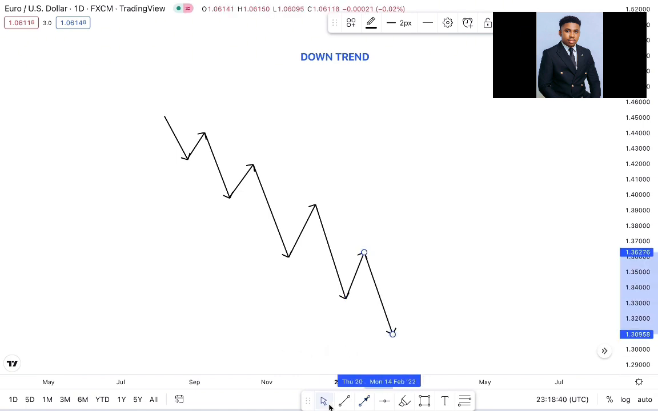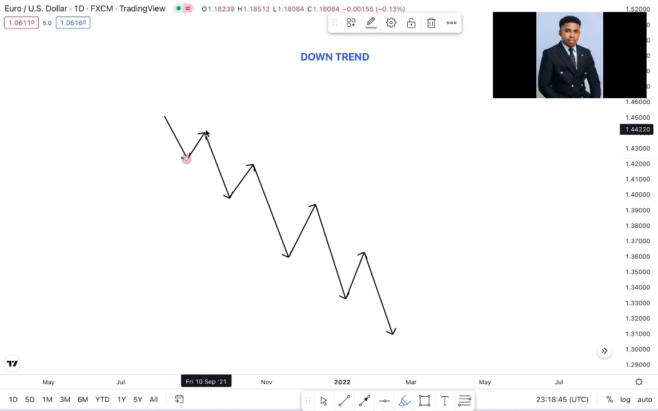Okay, so this is what a downtrend looks like. It's making lower lows. You can see a low is created, a high is created. This next low is lower than the previous low, so it's called a lower low. And this high is lower than the previous high, so it's called a lower high. And you have another lower low, lower high, lower low, lower high, and lower low. And it keeps going like that until the trend decides to change either into a consolidation or into an uptrend.